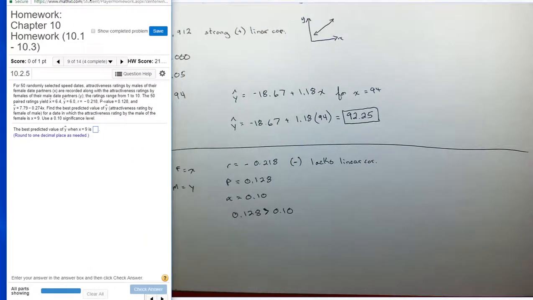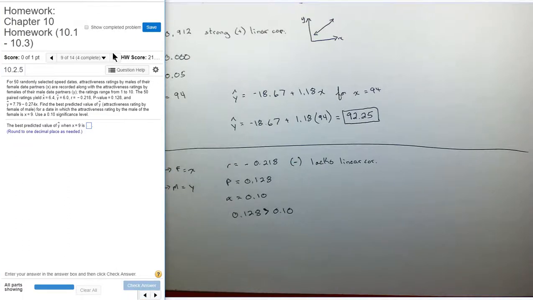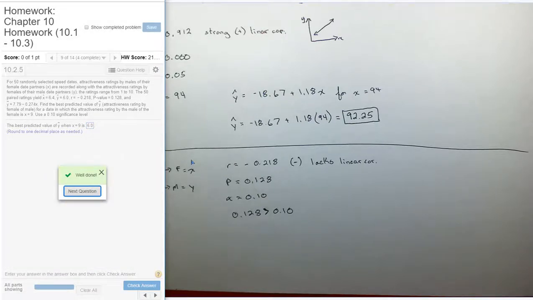So let's look at our actual equation again. There's my x value, x equals 9, but there is not a positive linear correlation to show that as x increases, y increases. So all that I do is use my y mean. And that's my best predicted value of y hat.